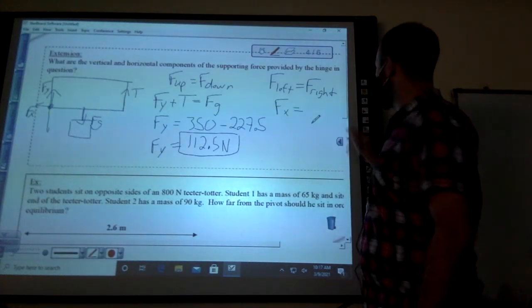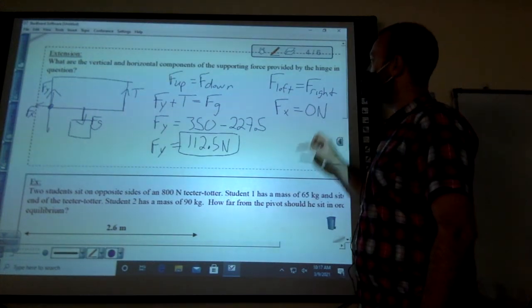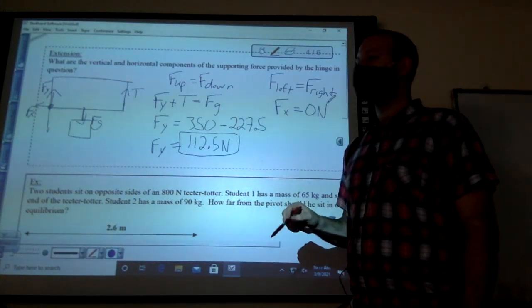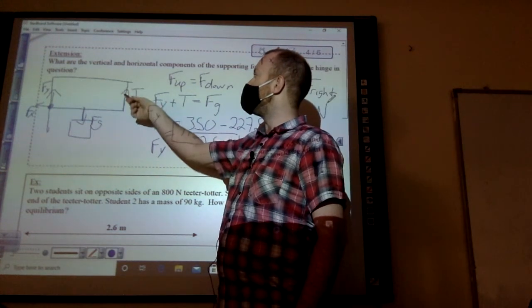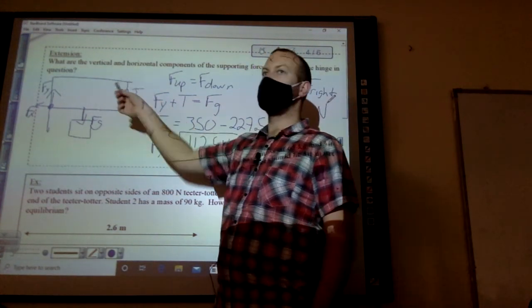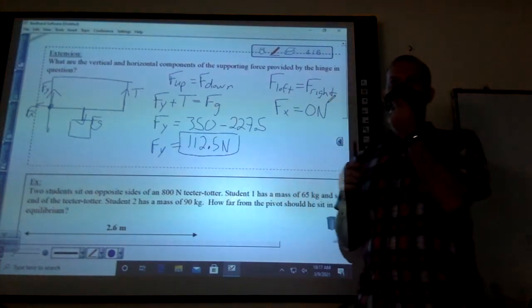What about the what? The downward tension of the other cable, like the one on top. That the tension down here is acting on the wall, not on the beam, or on the seating.